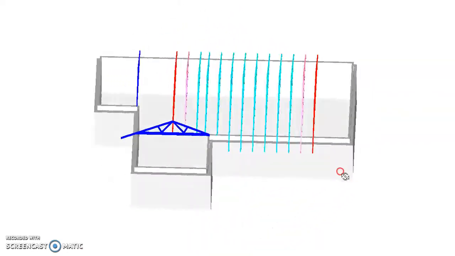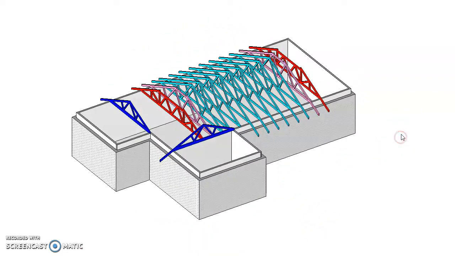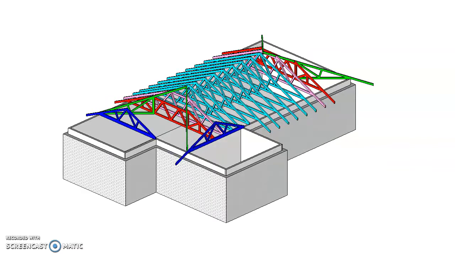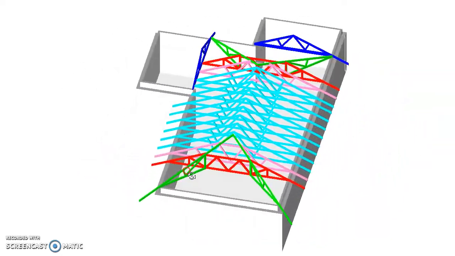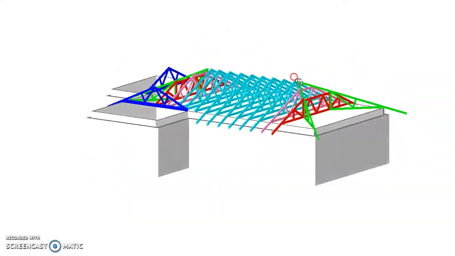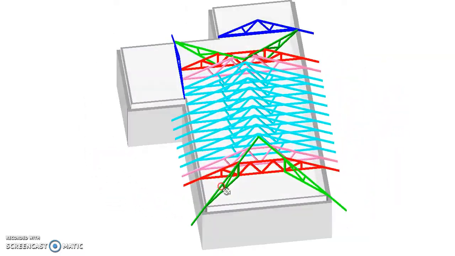Alright. Okay, now we're going to start forming up these hip ends for real. So our next trusses to put in are our hip trusses. These are the green ones that you can see here. Essentially our green hip trusses are forming up those ridges that are part of the hip ends.